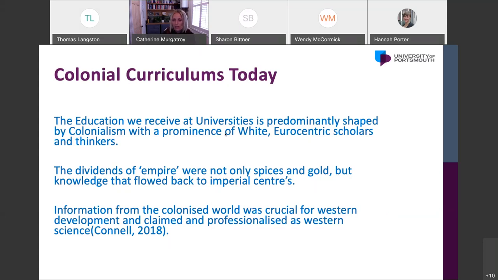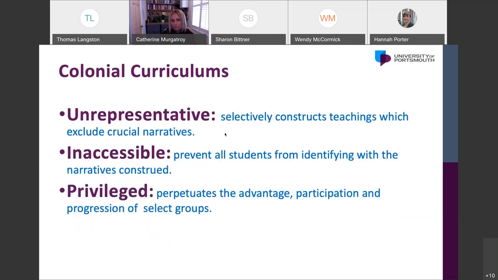But what we did is we professionalised it as Western science, often at the expense of other Indigenous knowledge, really claiming it for our own. So what we're arguing today, quite effectively, I think, is that colonial curriculums are unrepresentative because they selectively construct teachings that exclude crucial narratives. They're inaccessible in the sense that they prevent all students from identifying with the narratives construed, that they're exclusive and privileged, and that they perpetuate advantaged participation and progression of select students, and they tend to be white mainstream students.